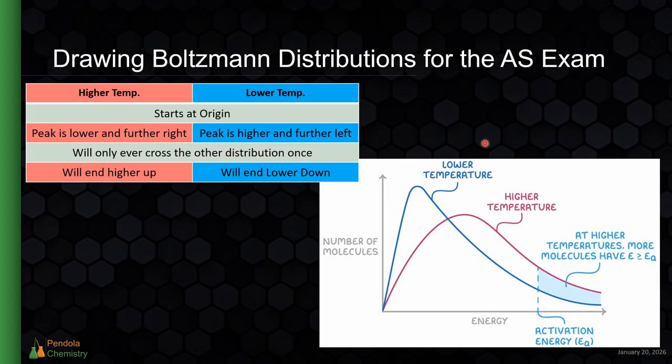So that's pretty much it. Boltzmann distributions can be complex because they're integral graphs and they can be very complex to understand. However, once you get the hang of it and you understand that you don't need to master them, they don't need to be perfect, they're just looking for certain things, they become much easier to work with.